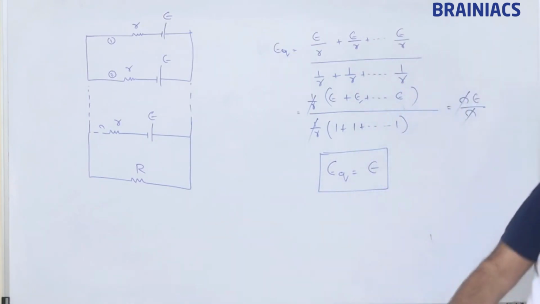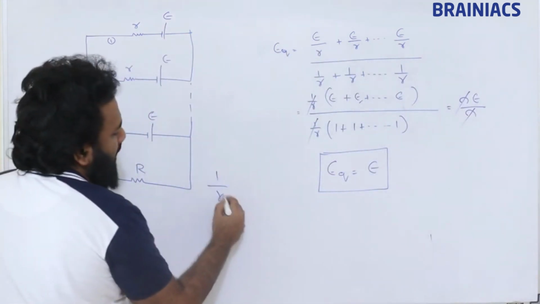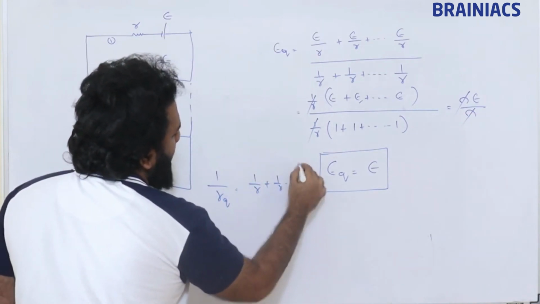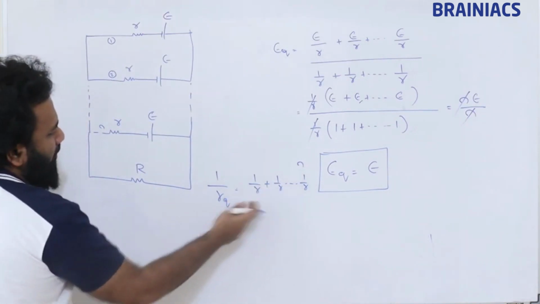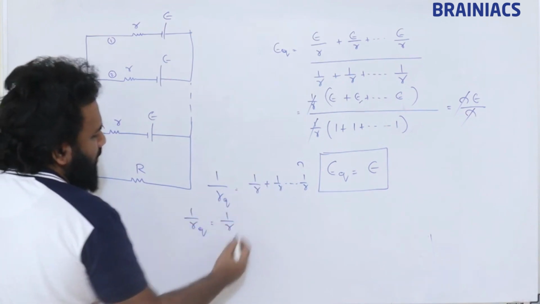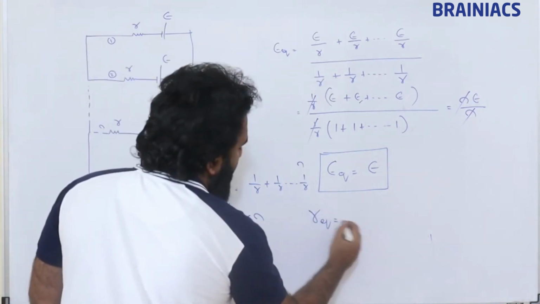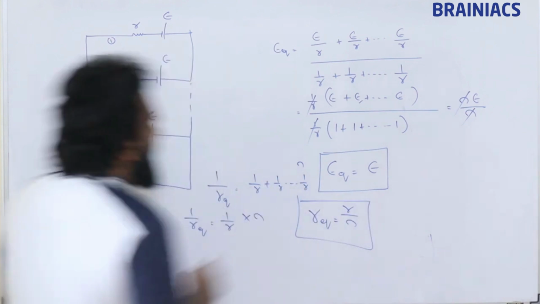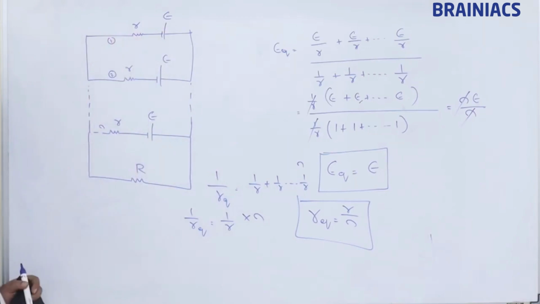Same way, if we try to find 1 by R equivalent, this is nothing but 1 by R plus up to 1 by R, n times. So if we take 1 by R outside, this is going to be N. So R equivalent is going to be how much? R by N.